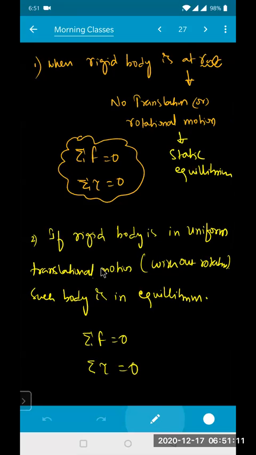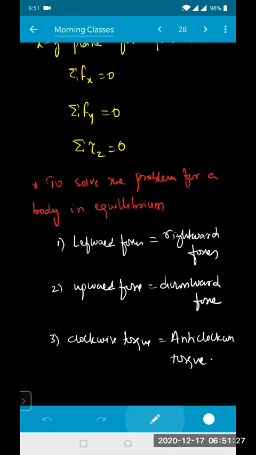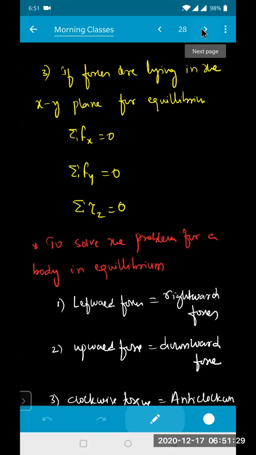Now, if a rigid body is in uniform translational motion without any rotation, such a body is said to be in general equilibrium. Even in that condition, the sum of the forces must be zero and the sum of the torques must also be zero. If the forces lie in the XY plane, for equilibrium the sum of all x-axis forces must be zero, the y-axis must be zero, and the z-axis must be zero.